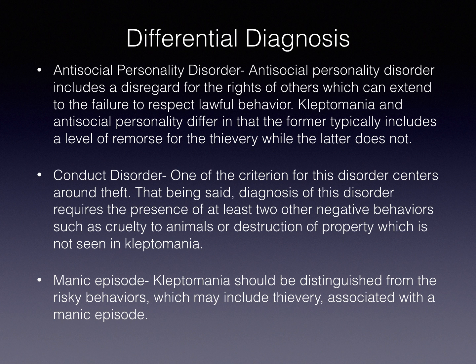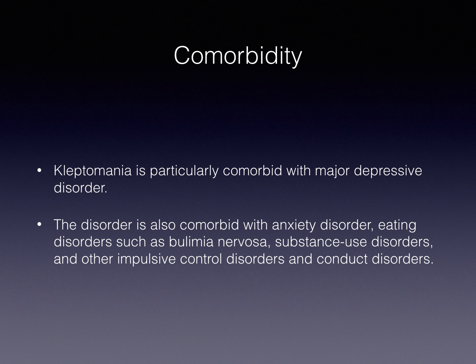Next, we'll talk about comorbidity of other disorders with kleptomania. So, it's particularly comorbid with major depressive disorder. There's a pretty inflated number of those with kleptomania and those with major depressive disorder. The disorder is also comorbid with anxiety disorder, eating disorders such as bulimia nervosa, substance use disorders, and other impulsive control disorders and cognitive disorders.